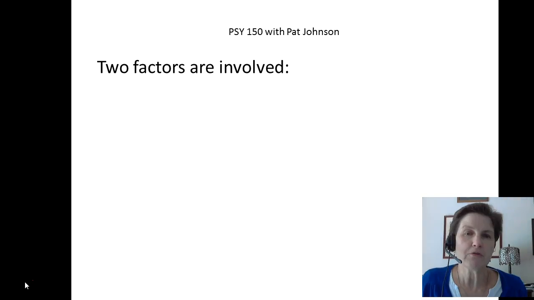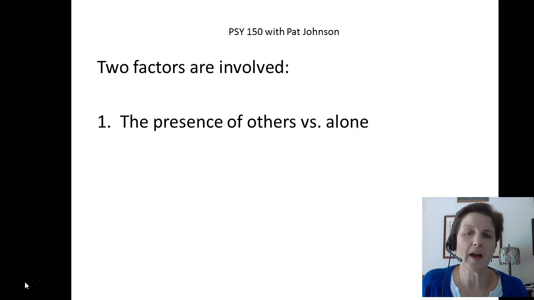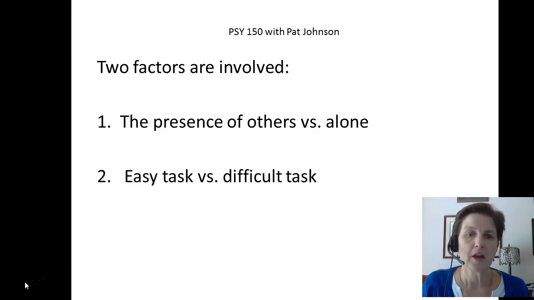So, we have two factors that are involved. We have the presence of others versus being alone, and we also have whether or not the task is easy or whether the task is difficult.